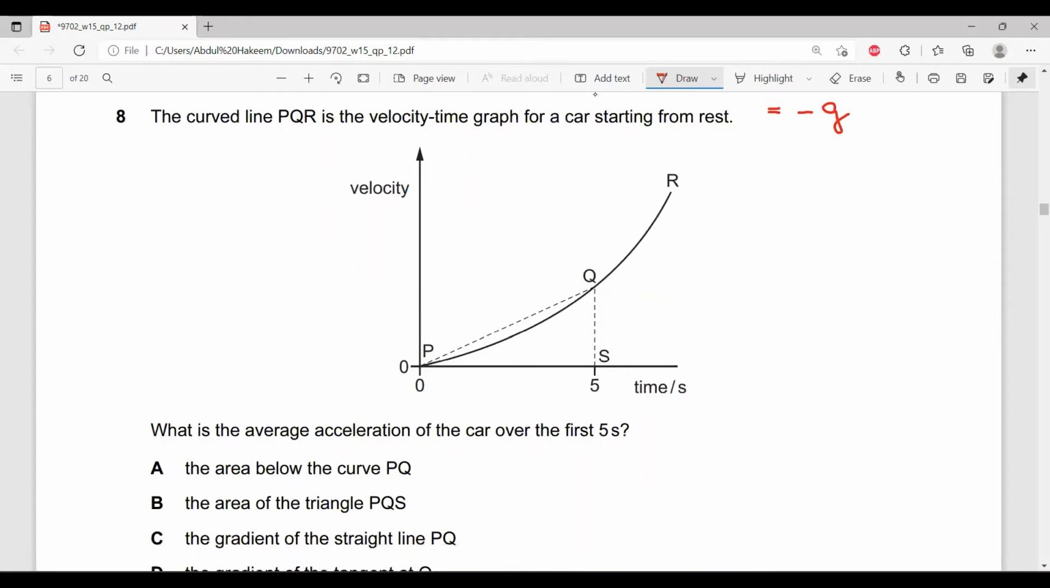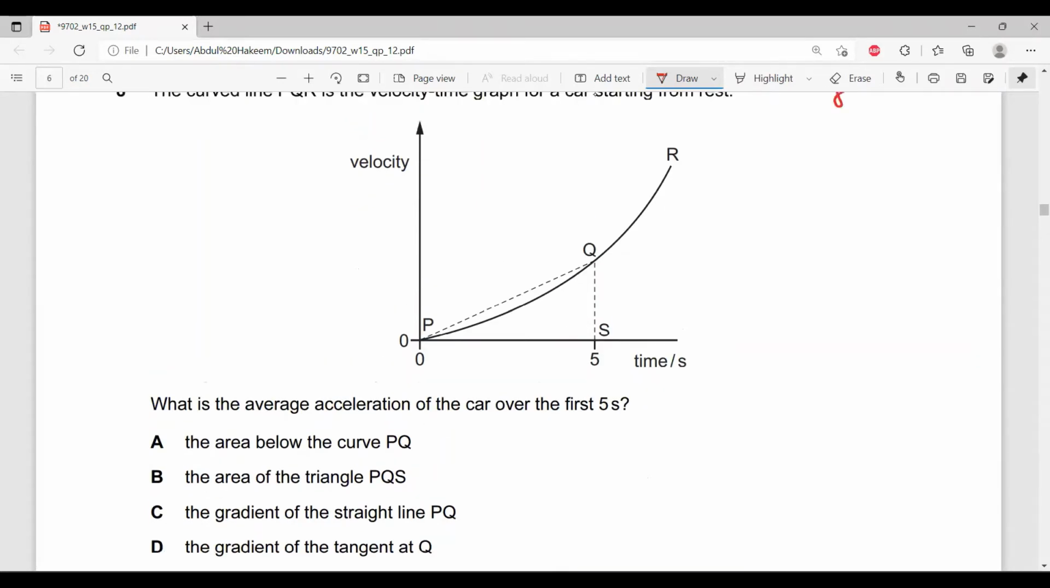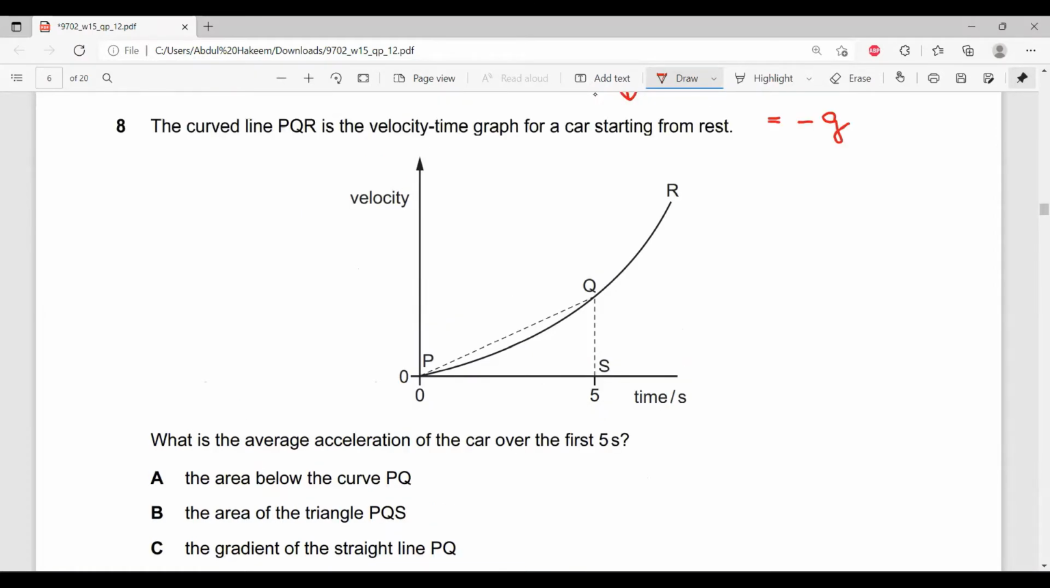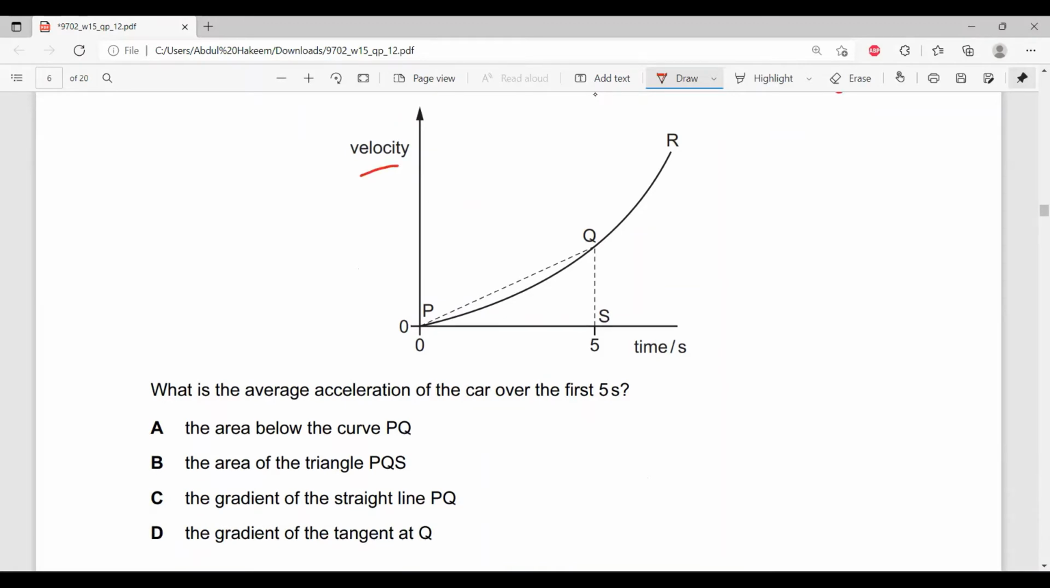Question number 8. The curve line PQR is a velocity time graph for a car starting from the rest. What is the average acceleration of the car over the first 5 seconds? Look, this is a velocity time graph. Definitely the gradient. So the gradient of the line PQ, this line, will give you the acceleration, the average acceleration.